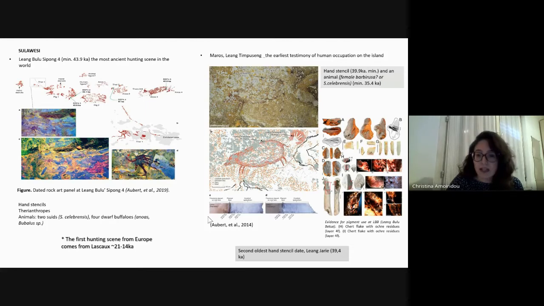Evidence for pigment use from Sulawesi comes from the site LBB, Liang Bulu Betu. Actually, the stratigraphic layers have provided us many indications of pigment use. As you can see, letter A is also an ochre chunk, but from a later phase. Close to 39 or 40,000 years ago, let's use 40, are letters H and I that I have underlined here. H is a chert flake with ochre residues.